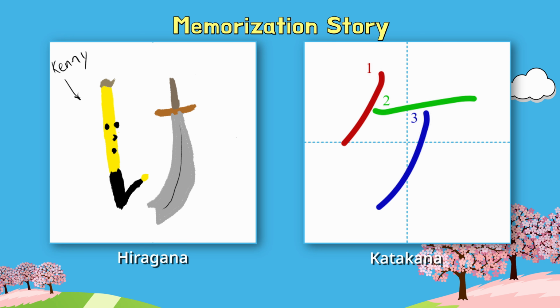Also, he's got a really long, stretched out head. Here, Kenny is reaching out to grab hold of the scimitar. Coincidentally, sword in Japanese is ken. But we won't learn the n sound until much later, so don't worry about that just yet.